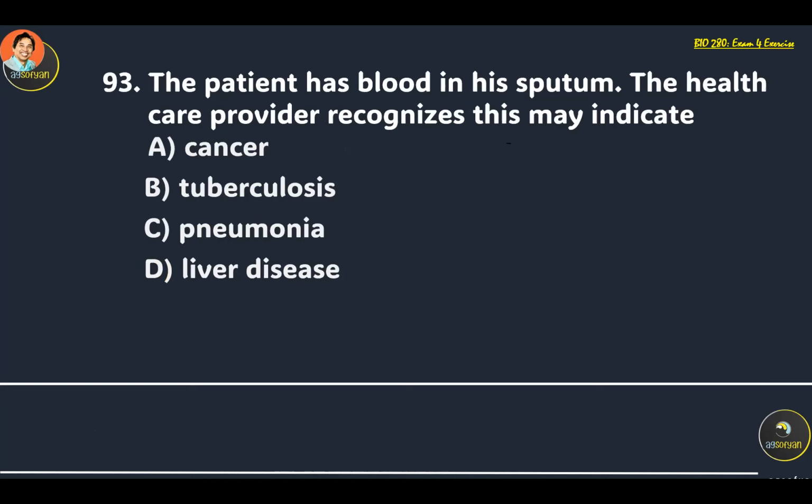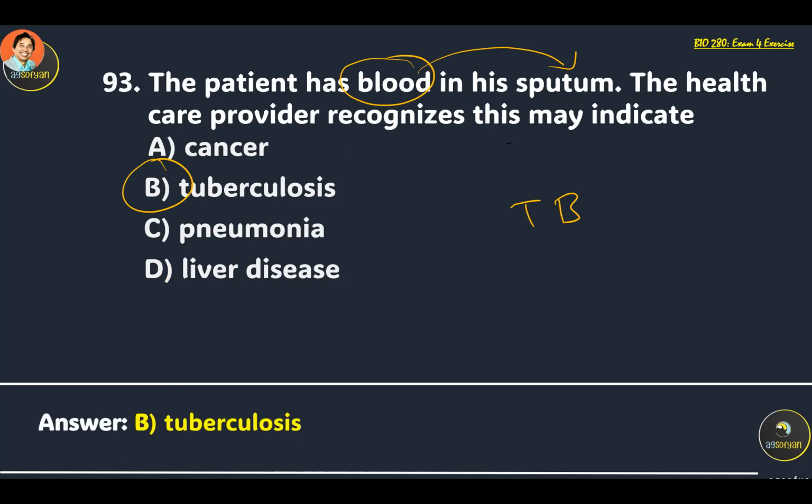The patient has blood in his sputum. The healthcare provider recognizes this may indicate... Usually people that have TB, or tuberculosis, when they're coughing, there will be blood in their sputum. So it's going to be an indication of TB, which is a bacterial infection, tuberculosis.